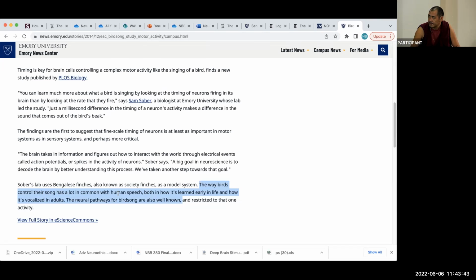So something you can do with your class is to have them do that activity, but then ask them to go and search, and they can use Google or they can use other scholarly searches to see what research is happening in that area.